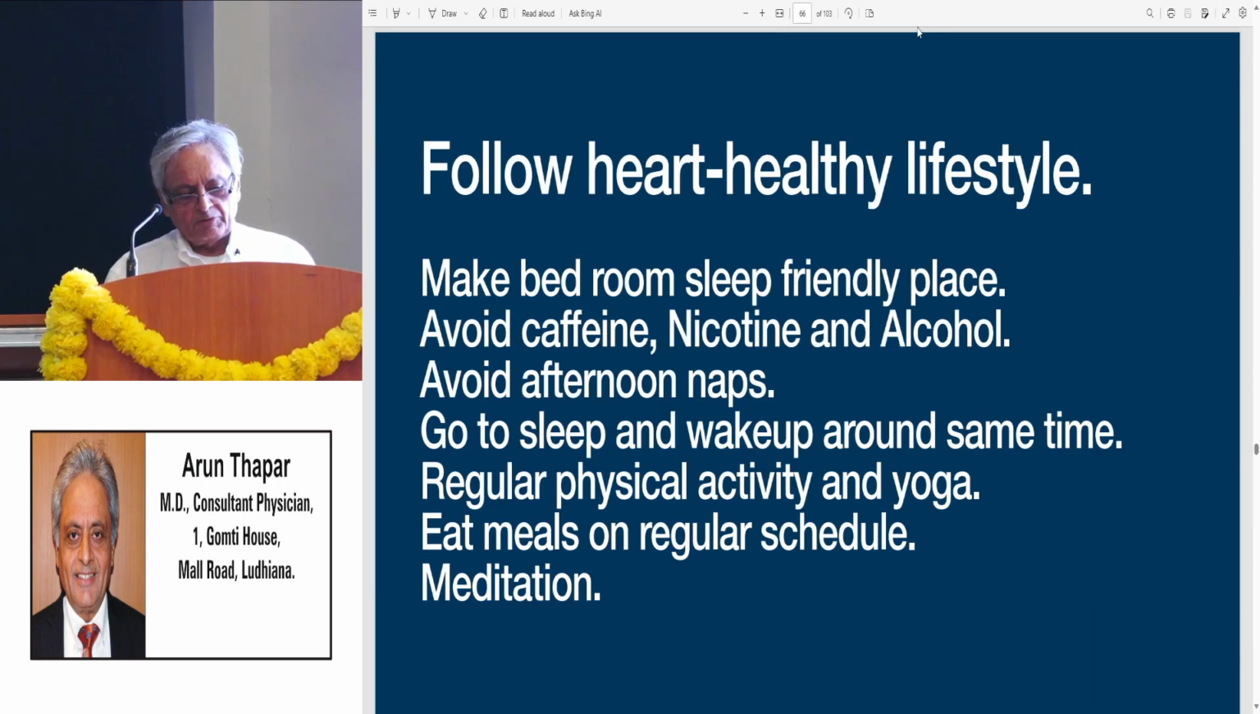What's the treatment like? You follow a heart-healthy lifestyle, make the bedroom a sleep-friendly place, avoid caffeine, nicotine and alcohol in the evenings, avoid long afternoon naps, and go to sleep and wake up around the same time. Regular physical activity or even yoga will definitely help you. Eat meals on regular schedules, don't have late-night meals, and meditation does play a big role for insomnia.